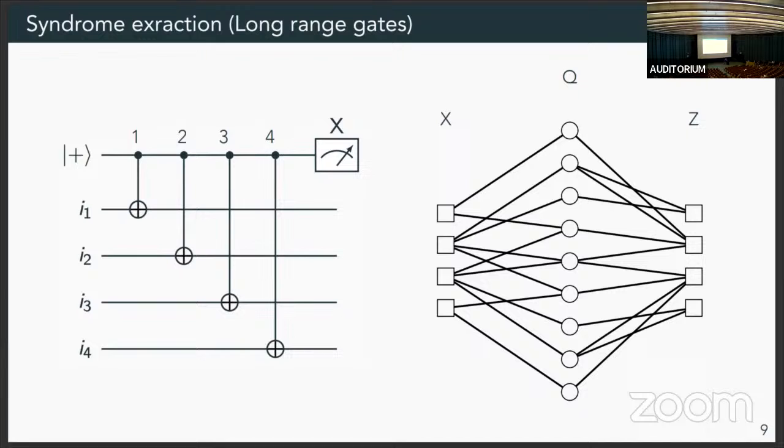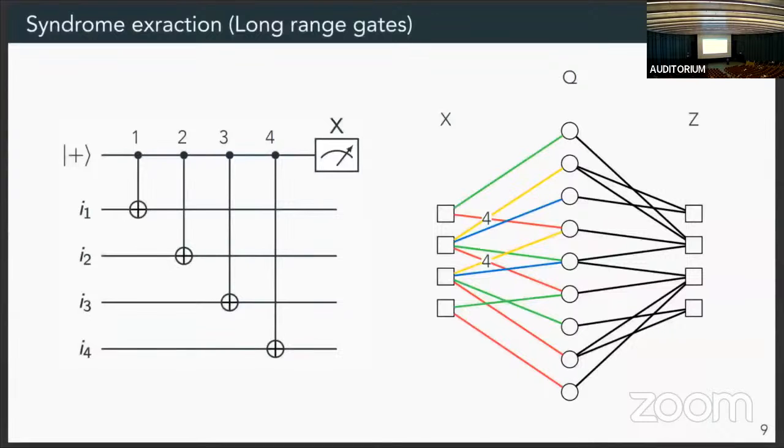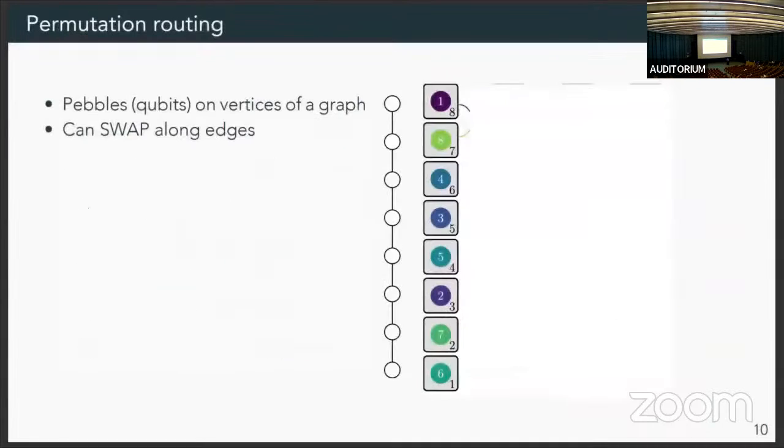We can do this by solving a graph problem known as an edge coloring, and this is efficiently solvable for a bipartite graph. What we do is, for each coloring, we schedule all the gates of the same color in our time step. So 1, 2, 3, 4, and then we measure ancillas. So we have a syndrome extraction circuit that uses the long-range gates. Now we need to make it local.